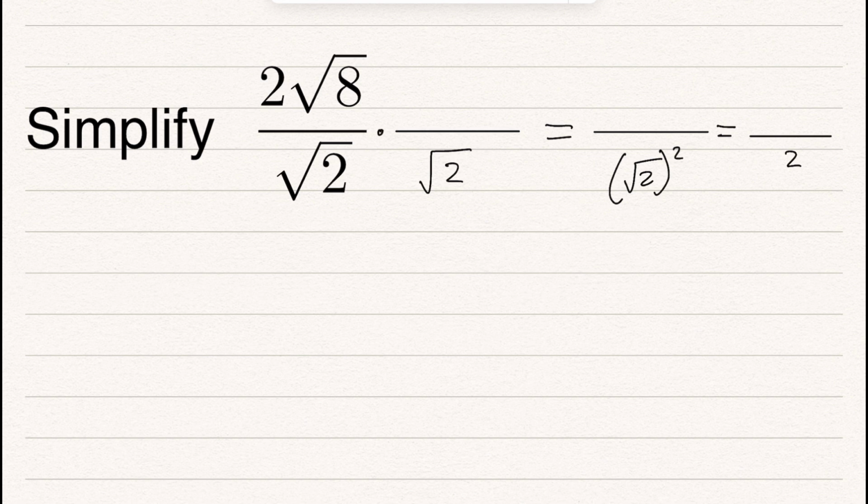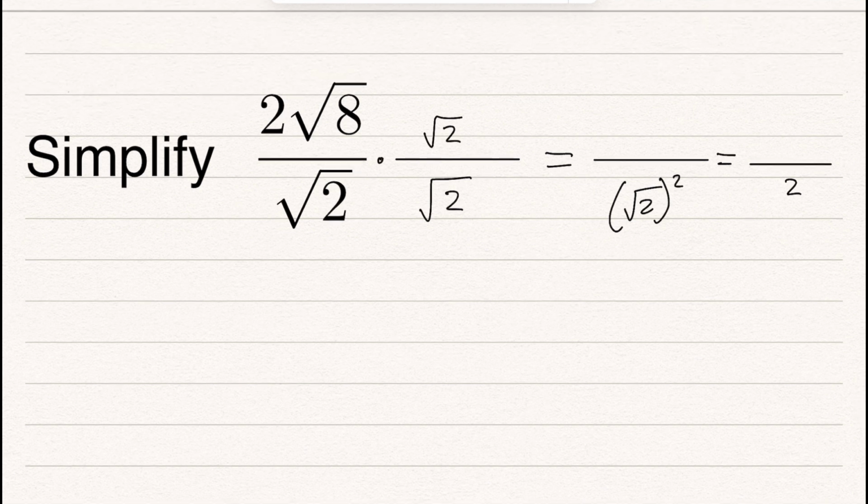But we can't change the value of the fraction. So if I do it to the denominator, I must do it to the numerator as well. So up here, we have to multiply by the square root of 2 as well. And here we go back to one of our earlier stated rules. Square root of x times the square root of m would be equal to the square root of x times m. So the square root of 8 times the square root of 2 would be equal to the square root of 8 times 2, or the square root of 16.